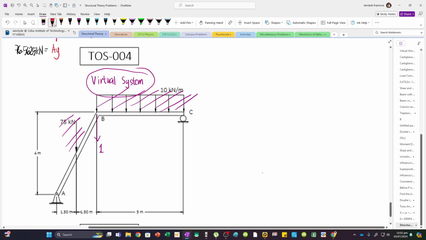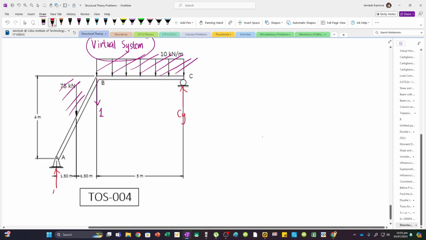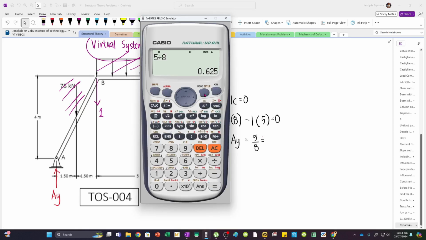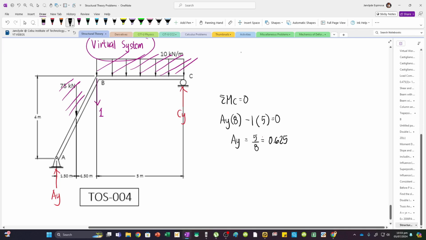So now, solving CY, saka AY, we have summation of moments about C. This is AY multiplied by 8. And then, minus 1, this unit load, multiplied by 5, equals 0. So, AY is 5 divided by 8, which is in decimal, 0.625. So this is also 0.625. And then solving CY, we can sum up forces vertical. So we have CY equal to 1 minus 0.625, which gives us 0.375.